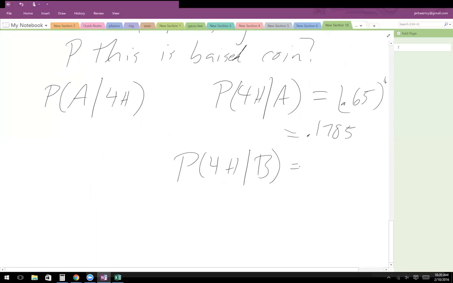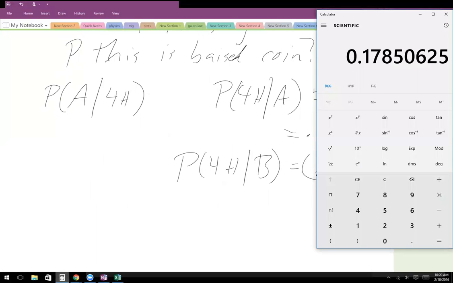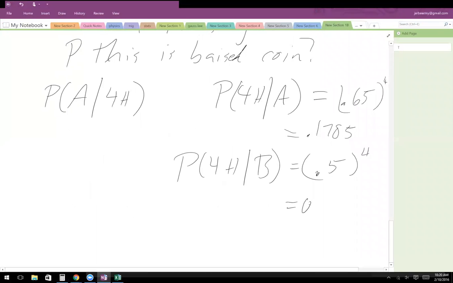Well, 0.5 for one flip, and then we're going to flip it 4 times. Yeah, 0.5 to the 4th, which is 0.0625. Right. And same thing if you have the other non-biased coin. So both of those are 0.0625.